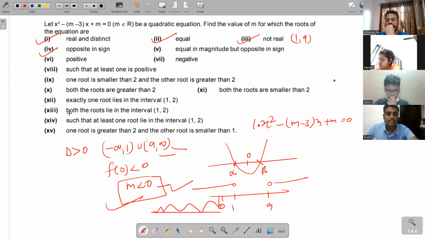F of 0 is negative, or m is negative, let me explain that once again. F of 0 is negative because both roots are of opposite sign. So one will be negative, one will be positive. So 0 will be in between.